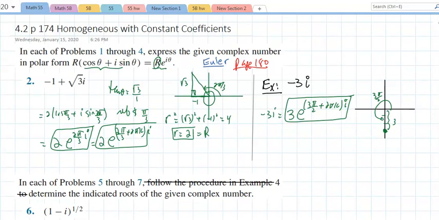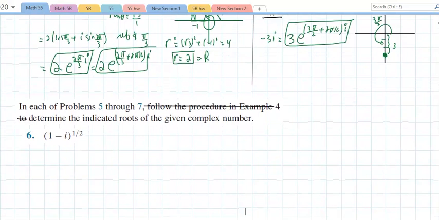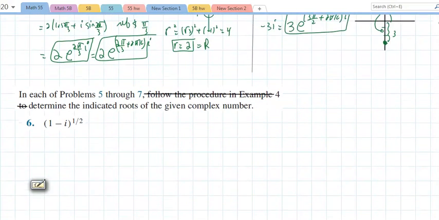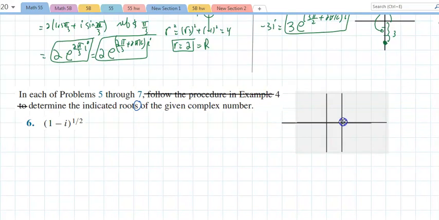Now I'm going to run down and start the problems, and notice the wording. That's really a good hint. I want to look at problem number 6. Problem number 6, we start with, forget example 4, determine the indicated roots of the given complex number. So I need to take 1 plus i and figure out what that is. 1 plus i, you move 1 unit to the right and 1 unit down. 1, -1 basically, right? So R is right there.